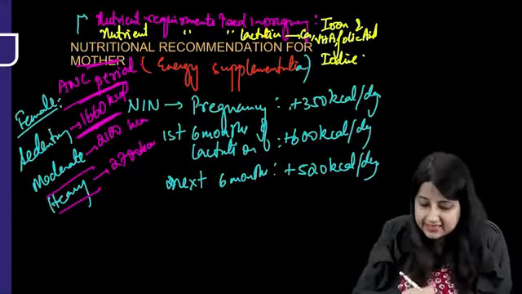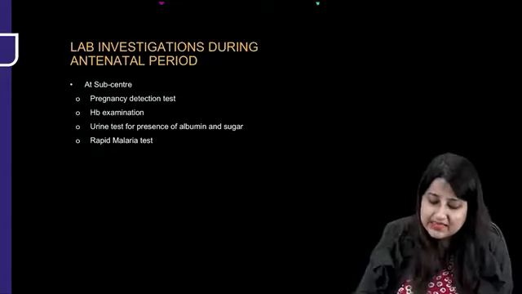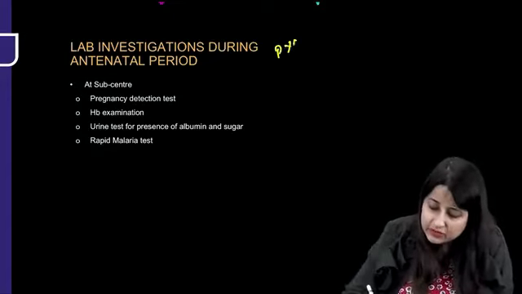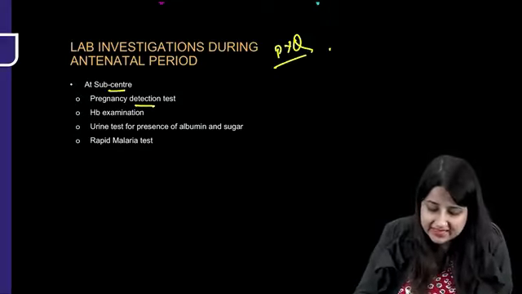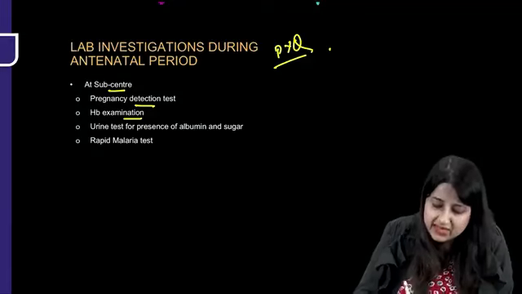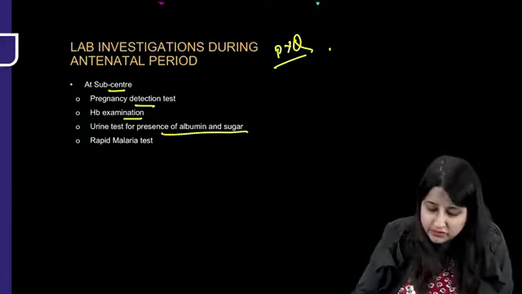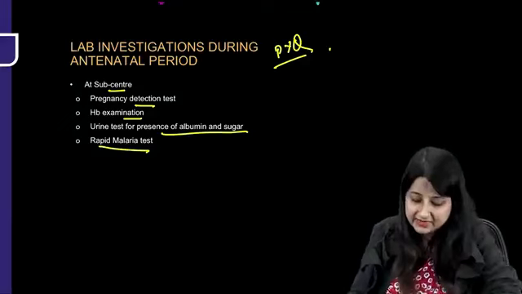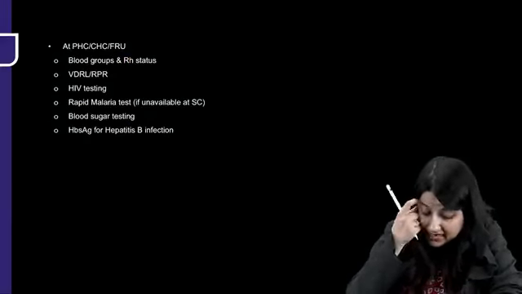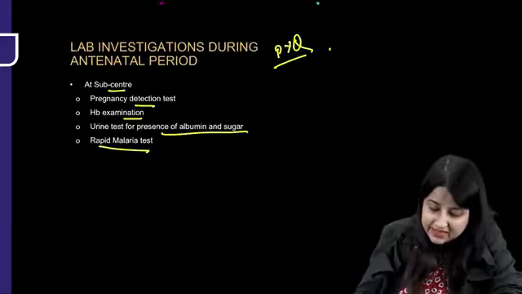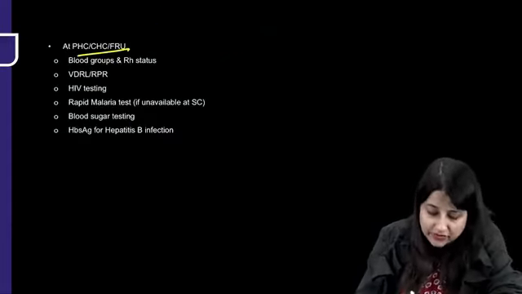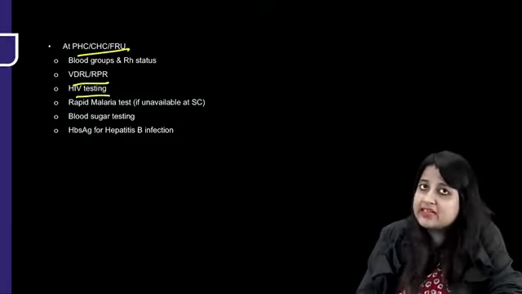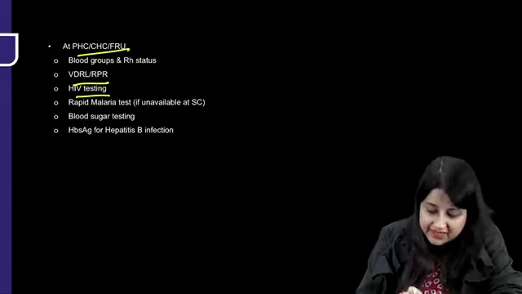Okay, so this is about the antenatal period. What are the lab investigations that can be done? They also come as PYQ. At sub-centers, we can do pregnancy detection test, hemoglobin examination, urine test for presence of albumin and sugar, and rapid malaria test is also being done. But at PHC, CHCs, blood grouping and RH status. At sub-center we are doing hemoglobin, but blood grouping, RH, and at PHC, CHC, or first referral units, VDRL for syphilis, HIV testing. Don't say HIV testing in sub-center. No.